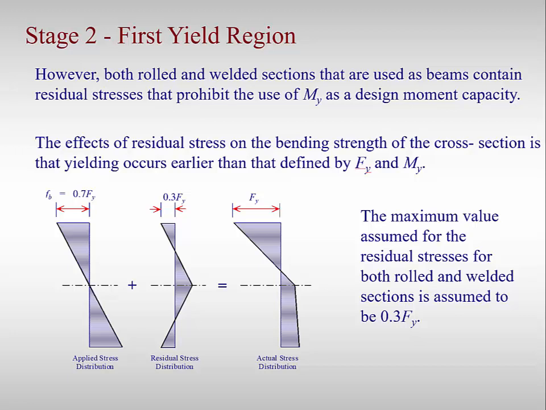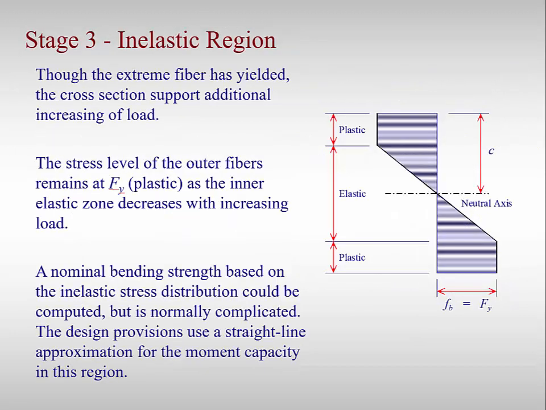In older versions of the LRFD specification, you see this moment capacity designated as M sub R, where the subscript R is for residual. Now, M sub R means the required moment capacity. However, in some of the beam design tables, such as table 3-2 for example, you will see phi M sub R, which refers to the design moment at first yield with residual stresses.